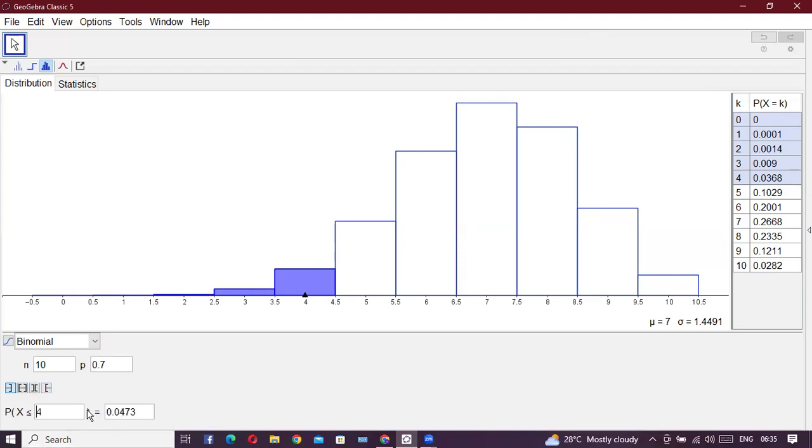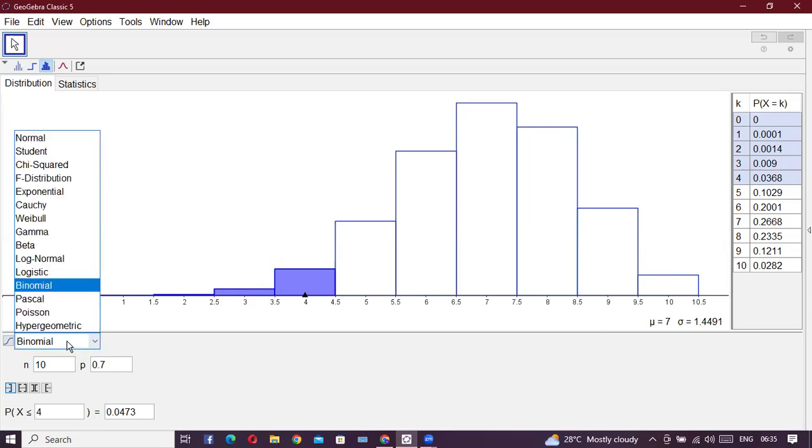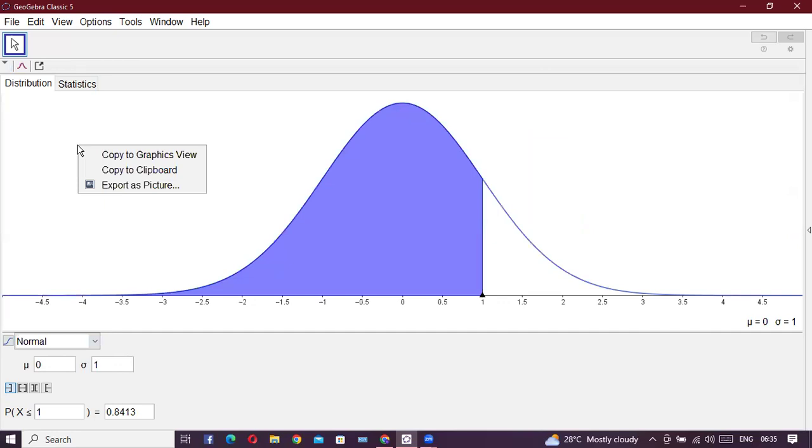So this is how easy it is to work with the GeoGebra probability calculator. Okay, it's very, very easy. All right, so let's move back to the normal distribution. Now, suppose you want to move this from the probability calculator to your graphics view.